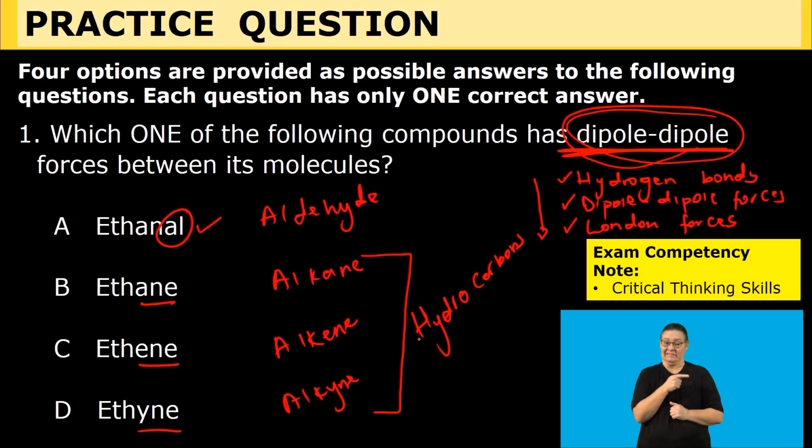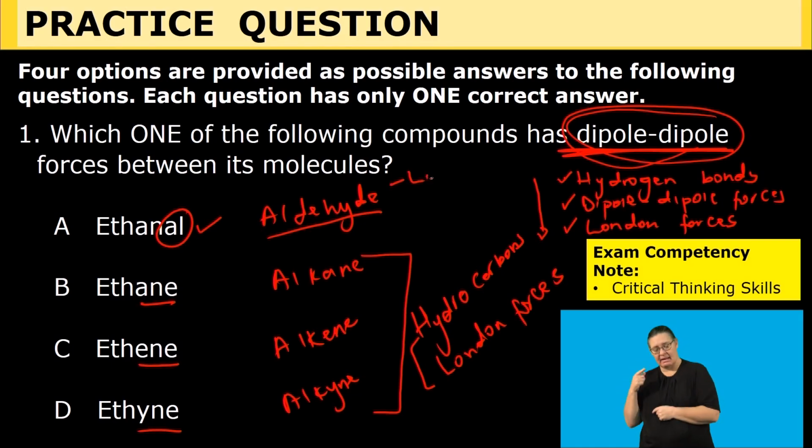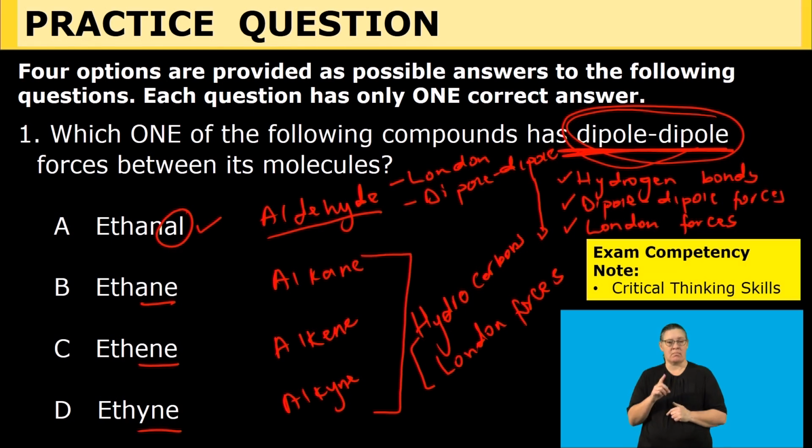And we know that the hydrocarbons only consist of the London forces. Whereas the aldehyde has both the London forces and the dipole-dipole forces. But out of the two, as we have said, the dipole-dipole forces are stronger than the London forces. So the molecule that has the dipole-dipole force in this case is going to be A, and that is our correct answer there, A, ethanal.